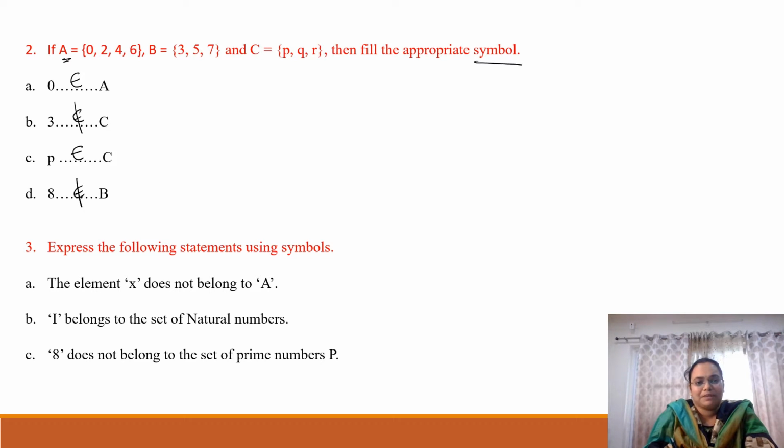Express the following statements using symbols. So here we have written using symbols, right? In the same way, we need to express these statements using symbols as well. So the element x does not belong to A. This is the symbol, okay? i belongs to the set of natural numbers. In the same way, 8 does not belong to the set of prime numbers P.